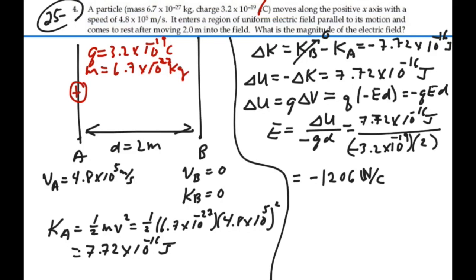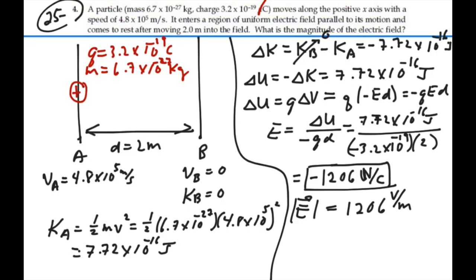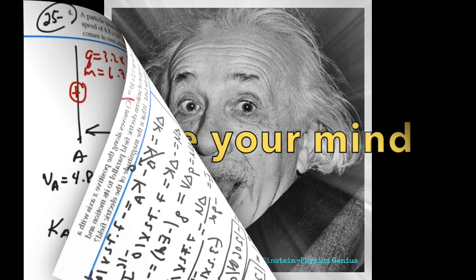Well, we just want the magnitude of the electric field. The negative is giving us a direction, but we just want the magnitude. So the magnitude of this electric field is going to be a value of 1206 volts per meter or newtons per coulomb. So that's our answer.